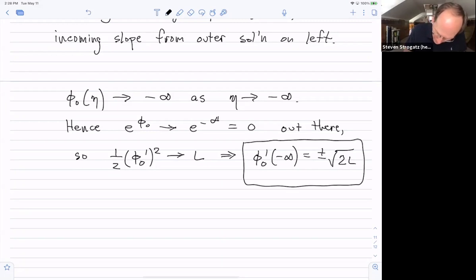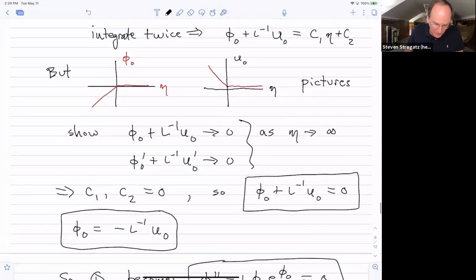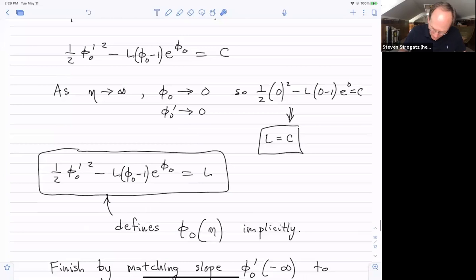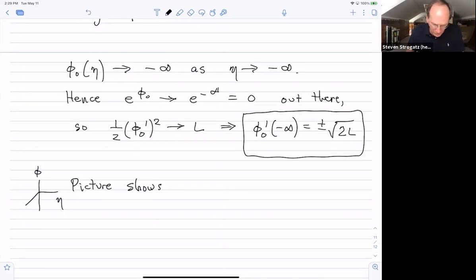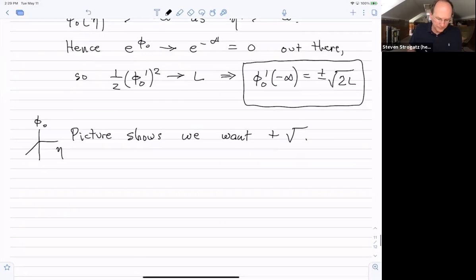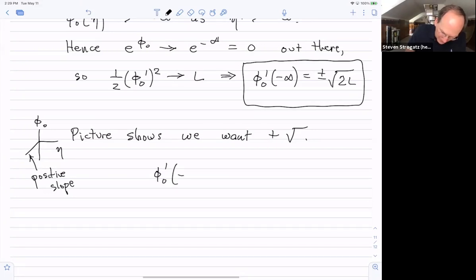And we're almost done. Now, it said plus or minus. Which one is it? If you look at the picture again, you can see how much mileage I'm getting out of this picture. You can see the slope is positive, so I want the positive one. That thing shows we want the plus square root. This is a positive slope. All right, so I'm claiming phi zero prime at negative infinity is positive square root of 2L.